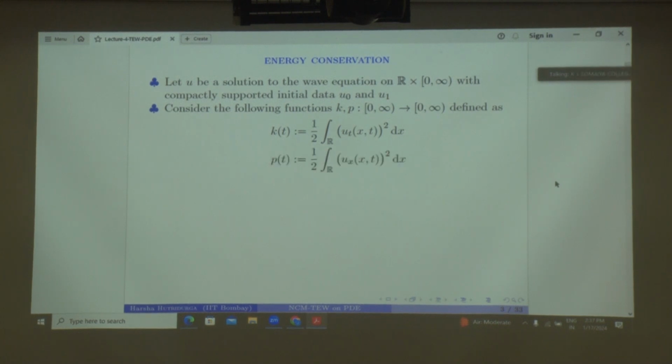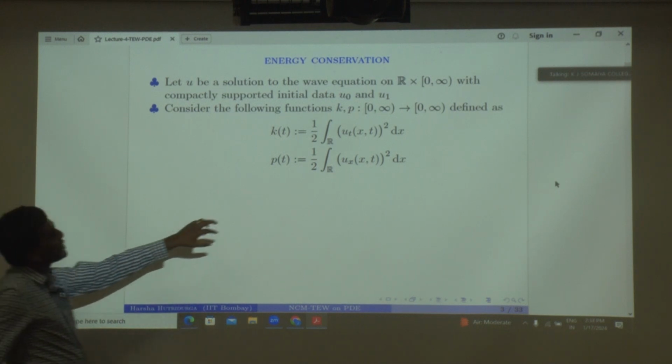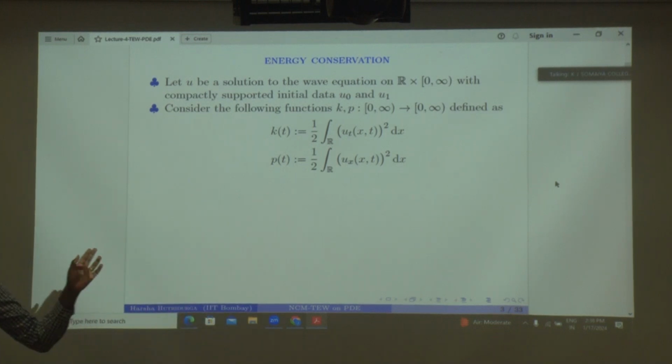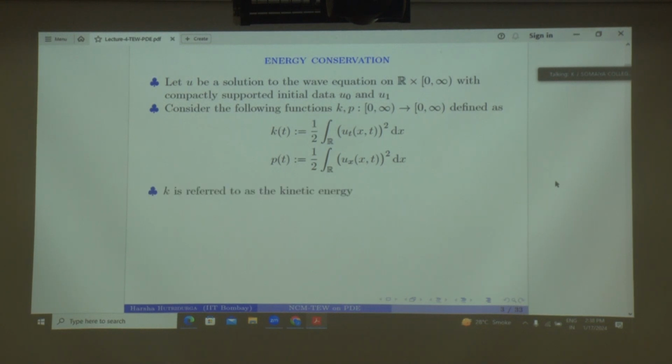And similarly, we introduce this function p. We almost do the same exact thing, but now we are squaring the spatial derivative of that solution. So earlier for k we squared the time derivative of the solution and integrated in x. For this function p we square the spatial derivative, the x derivative of the solution, and integrate in x. So we have got these two functions of the time variable, and these fellows have got a name. This k is usually referred to as the kinetic energy.